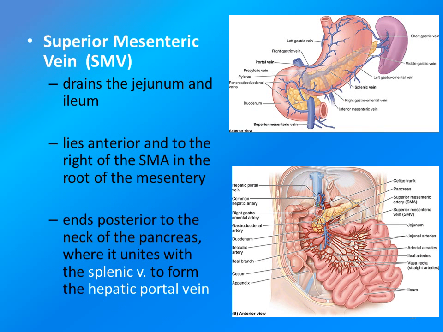The superior mesenteric vein drains the jejunum and ileum, and as you recall, it will unite with the splenic vein to form the hepatic portal vein. Here it is below, draining the ileum and jejunum.